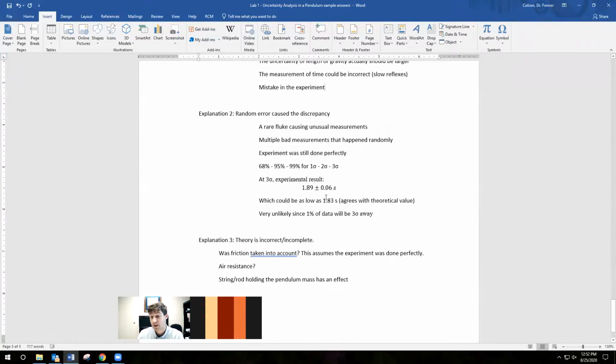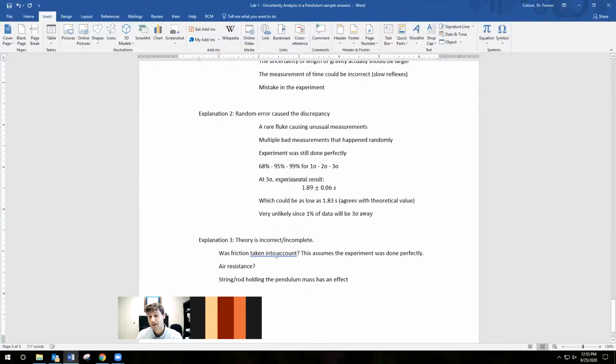But if you try to be really precise in your experiment, it's likely that the theory is incorrect or incomplete, because the mass of the string or the rod has an effect. A string might stretch a little bit, so that's an additional way where energy can exit the system from the swinging into an oscillation of the springiness of the string. And of course, friction almost always plays some significant role as well. And so the theory in that sense would be incomplete.